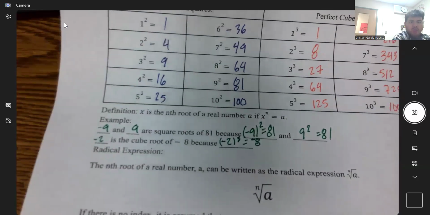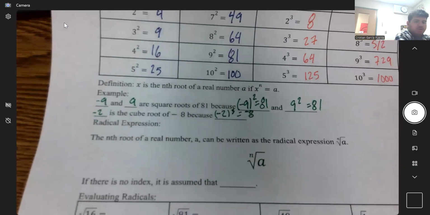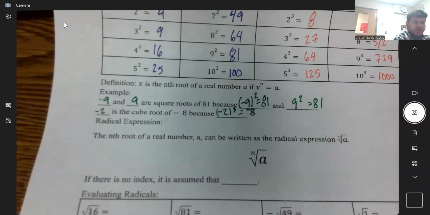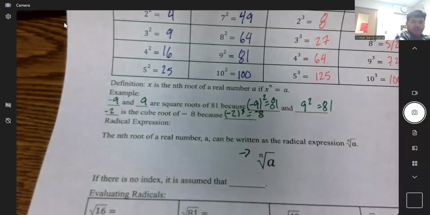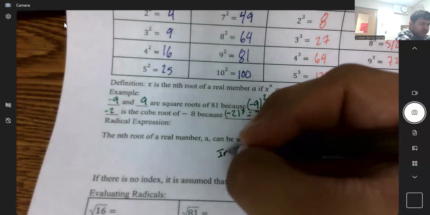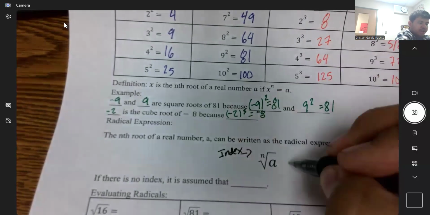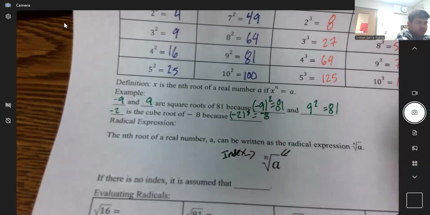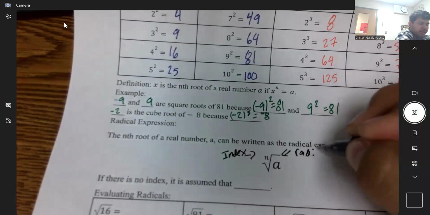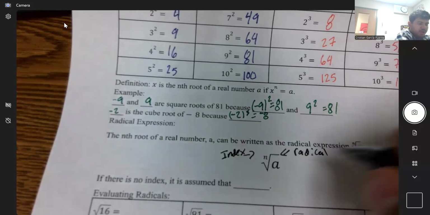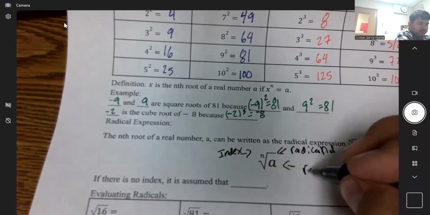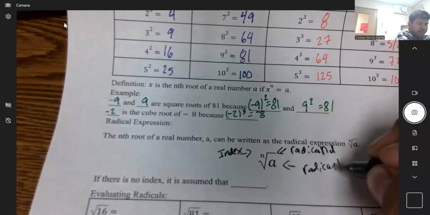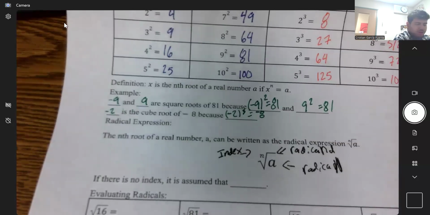All right. So radical expressions: the nth root of a real number a can be rewritten as a radical expression, the nth root of a. All you got to know about this is your n. This n, we call it an index. So whatever that small number is, we call our index. And the actual a we call a radicand. I might have messed that up. I'm pretty sure it might be the other way around, but you don't really got to worry about those names that much.